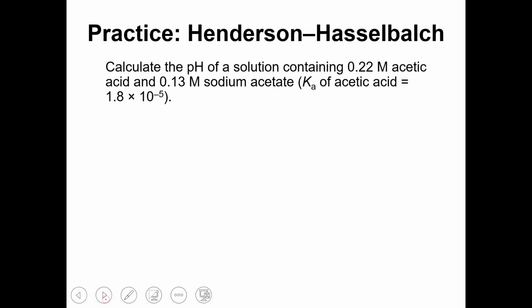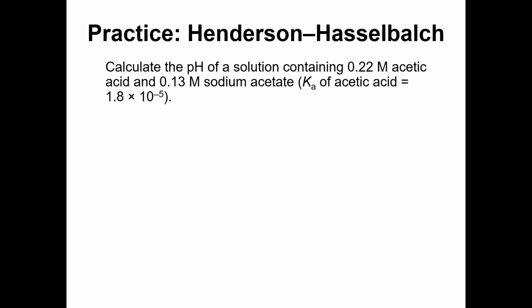So let's take this equation and use it to calculate the pH of a solution. We want to calculate the pH of a solution containing 0.22 molar acetic acid and 0.13 molar sodium acetate. And we're given the Ka of acetic acid, which is 1.8 times 10 to the negative fifth. So we're told which one is our acid because it's in the name. So we can figure out from that the sodium acetate must be the conjugate base.